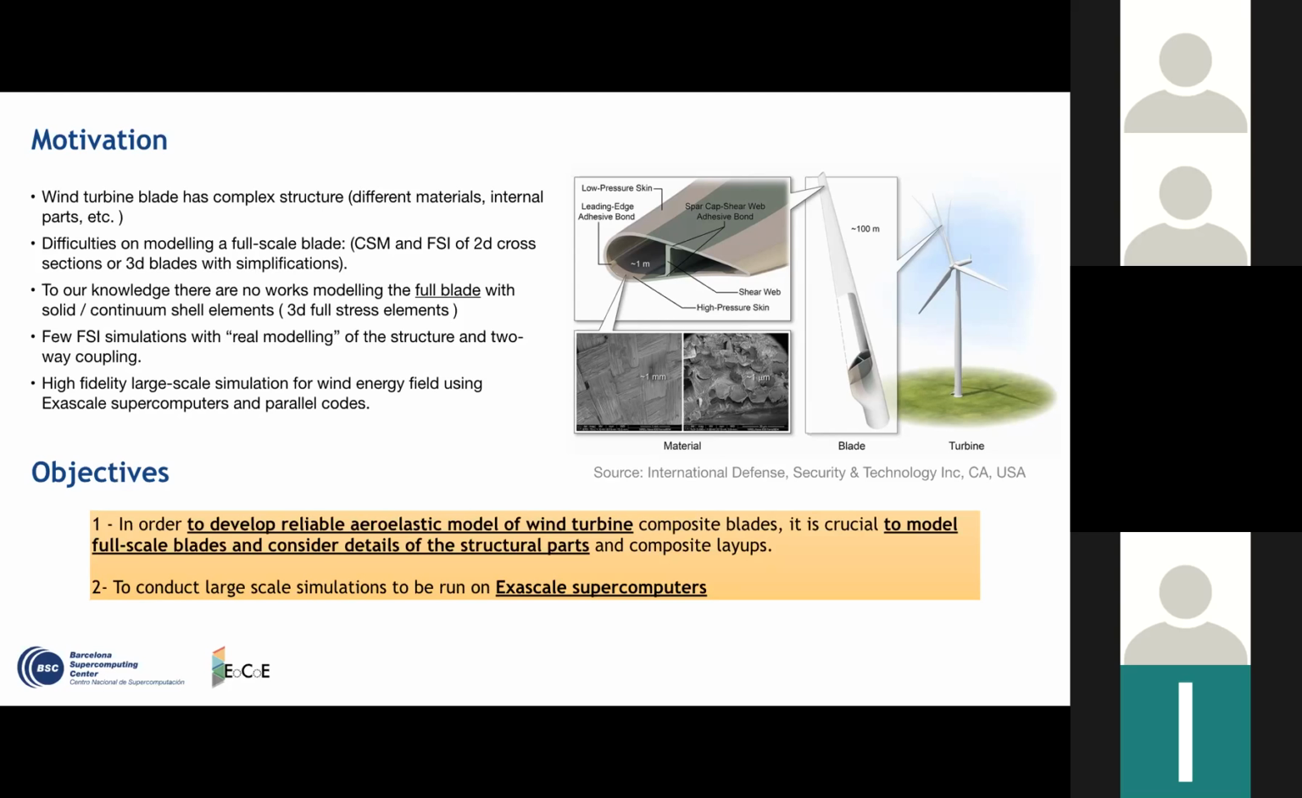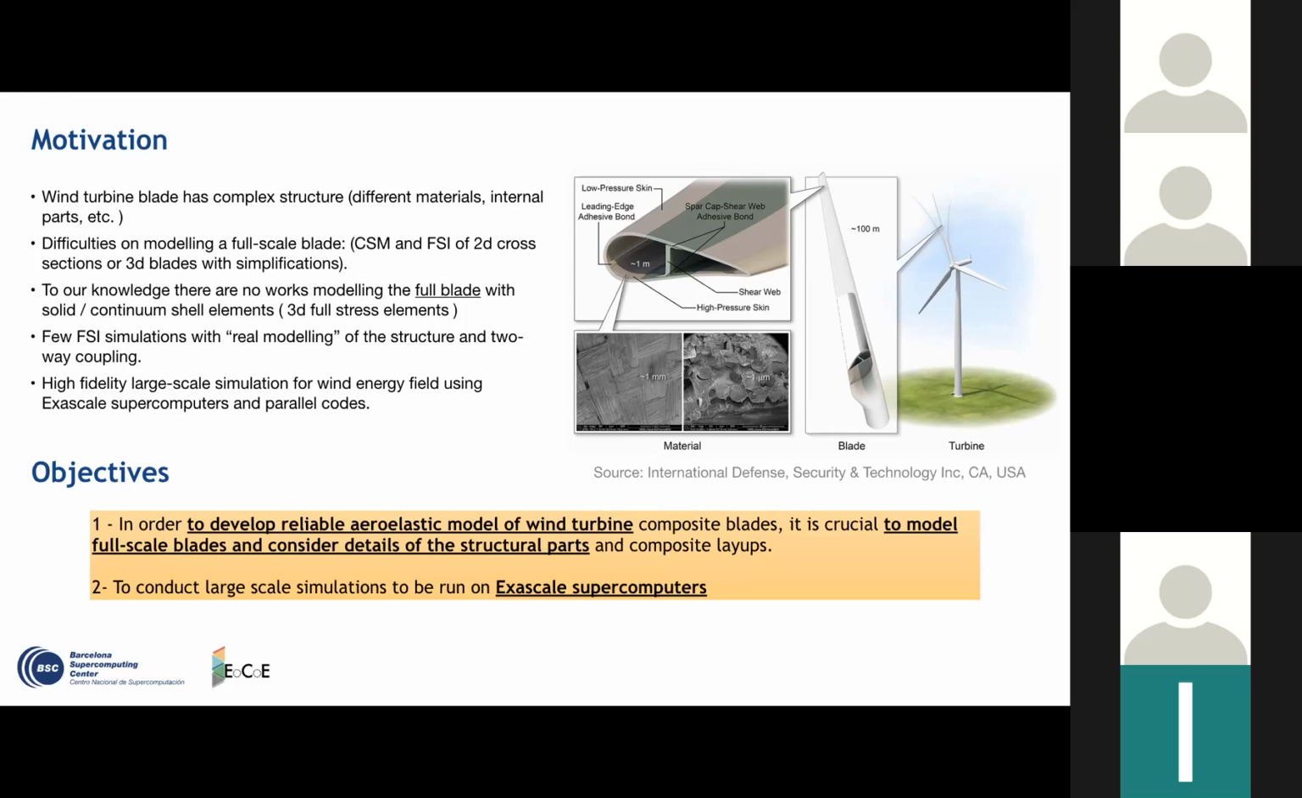And as you most probably know, these kinds of structures are quite complex, because they have different materials and internal parts. In terms of modeling, they are usually difficult to work with. For instance, when you have to generate the mesh, the use of 3D elements is quite complex, and the number of degrees of freedom also increases. So usually in the literature, people prefer to use shell elements or beam elements.